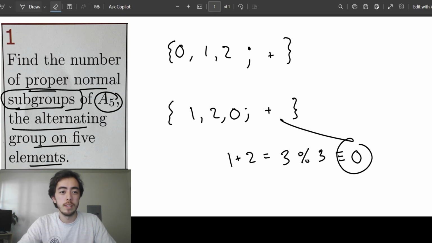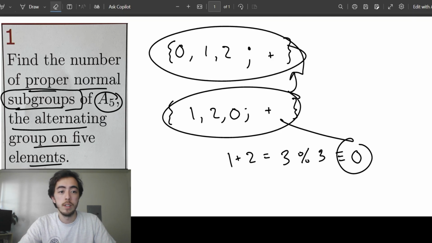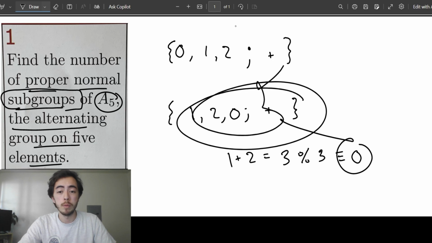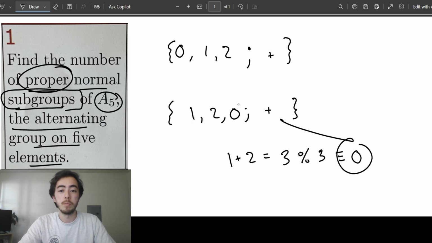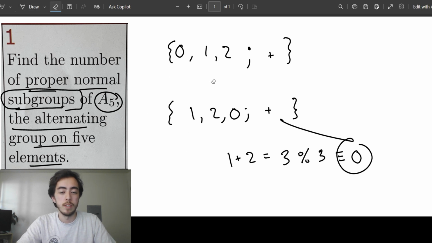Other vocab things, every group is a subgroup of itself. So this one right here is totally a fine subgroup for the group itself. It's just no longer considered a proper subgroup because proper subgroups are considered to have a smaller size or cardinality than the actual group. And so even though this is a subgroup, it is not a proper subgroup because it's just the same group as before.